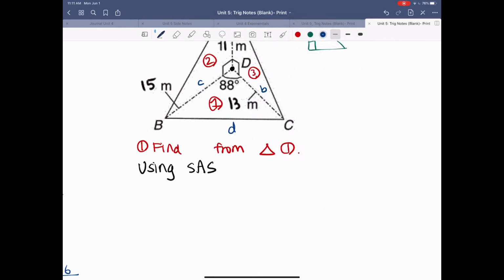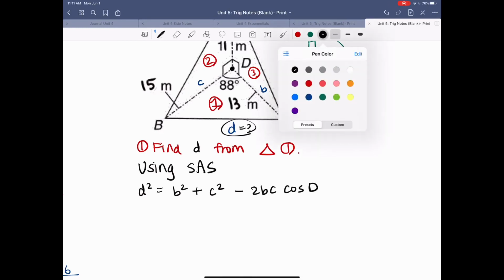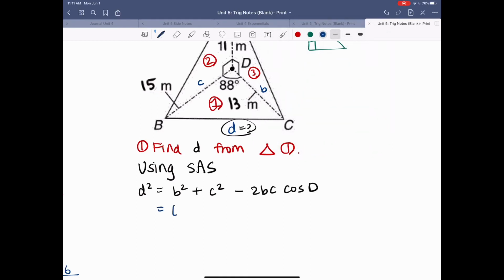I usually like to start off by writing down the equation once. I want to solve for D, so I have D squared is equal to, the other parts are squared and added, subtracted by 2BC cos D, angle D. Let's plug in what we have. B is equal to 13, so 13 bracket squared, C is 15 bracket squared, minus 2 times my B as 13 and my C as 15, and cos 88 degrees.